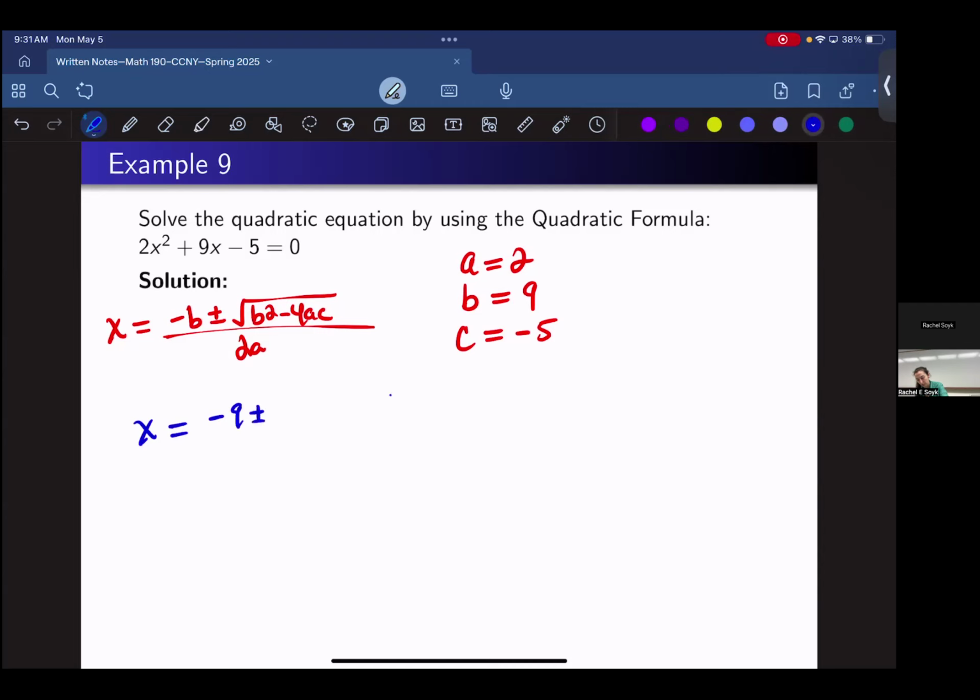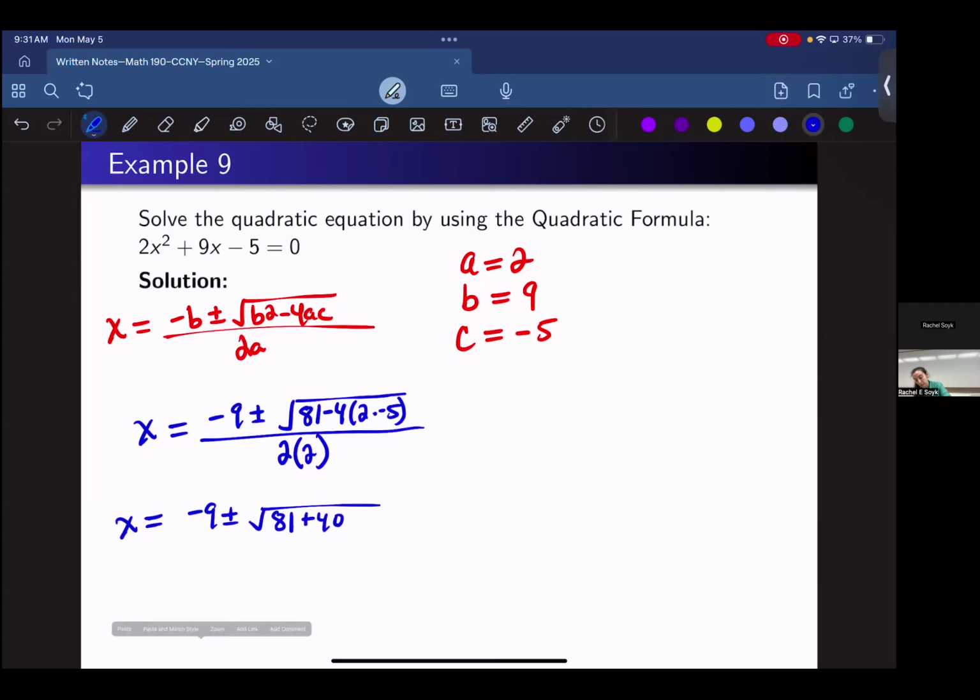Negative 9 plus or minus square root of b squared, 9 squared is 81, minus 4 times 2 times negative 5. Really try to make your negatives apparent because a lot of students, I think, miss them when they're writing them down. Yeah, 20 times 2 is negative 40. No, it's positive 40, all over 4.